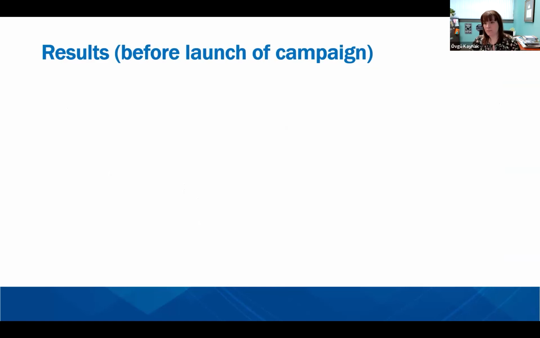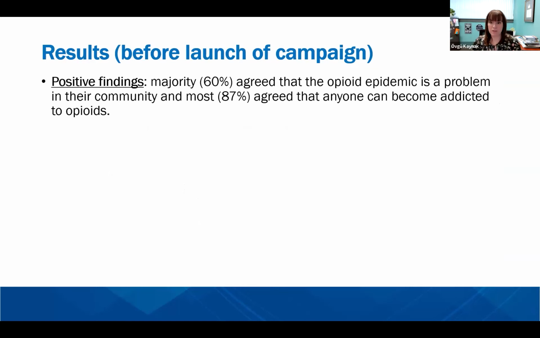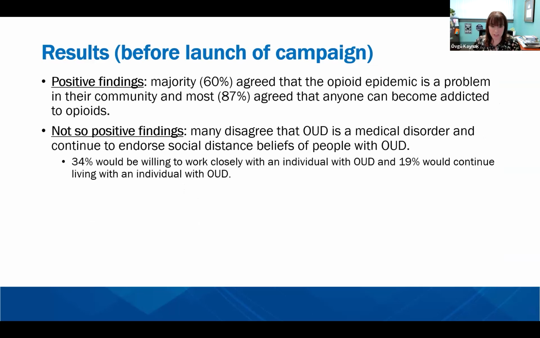So what did we find? And again, this is before the launch of the campaign. We found some findings that we considered to be positive. The majority of this sample agreed that the opioid epidemic is a problem in their community, and most agreed that anyone can become addicted to opioids. Some not so positive findings. Many in our sample disagreed that OUD was a medical disorder, and continued to endorse social stigma beliefs of people with OUD. You can look here, we see that 34% would be willing to work closely with an individual with OUD, and 19% would continue living with an individual with OUD.